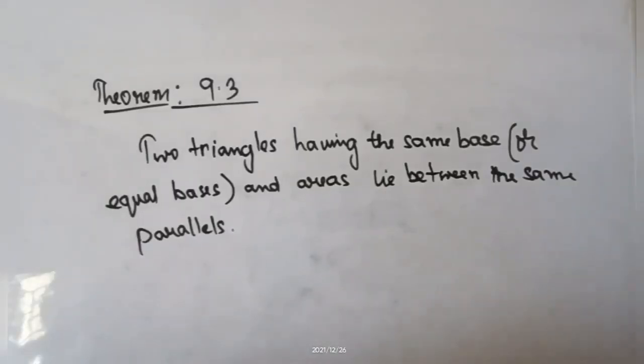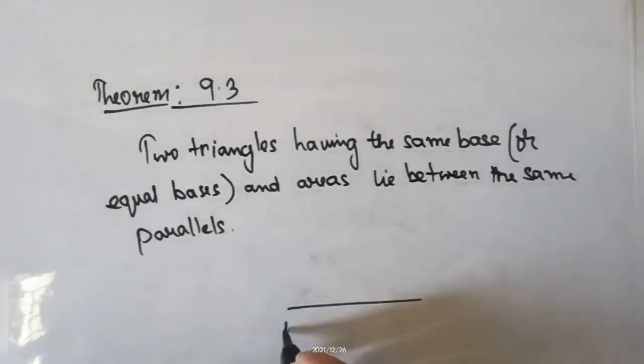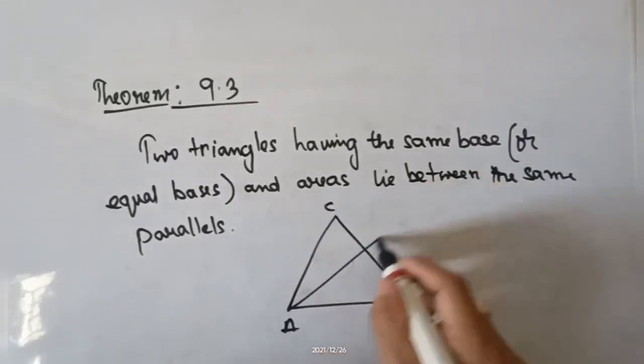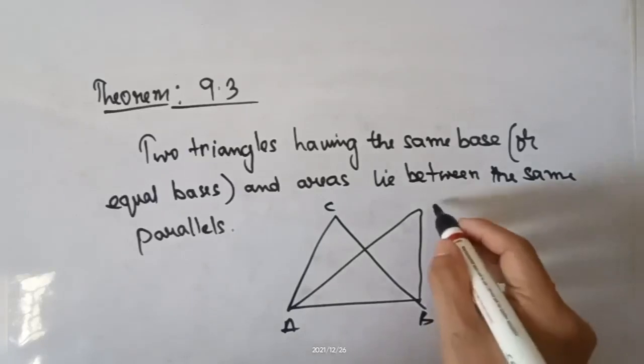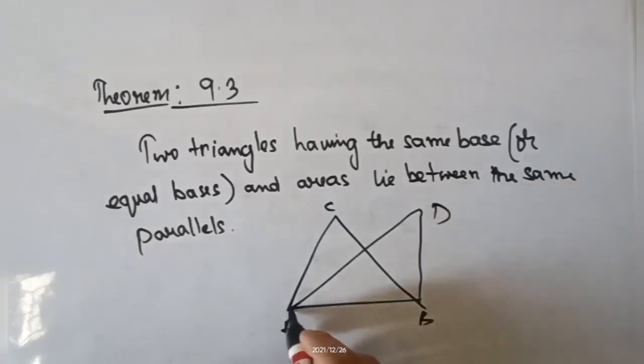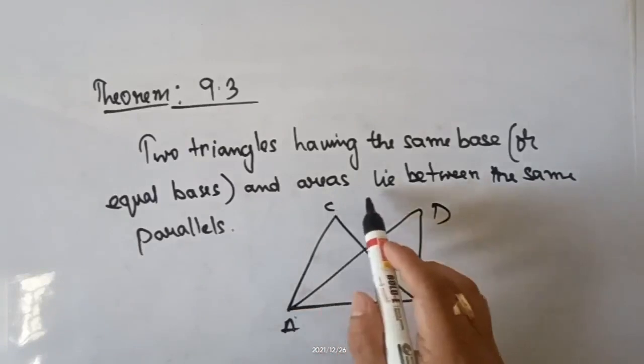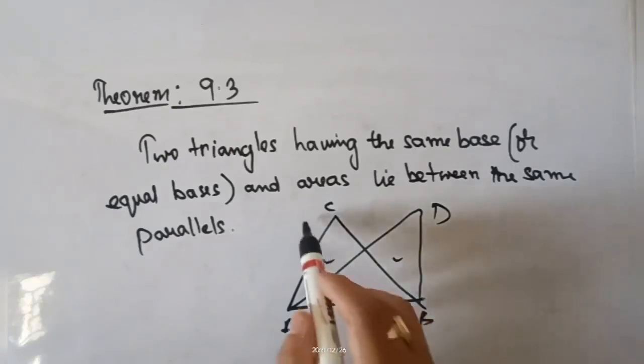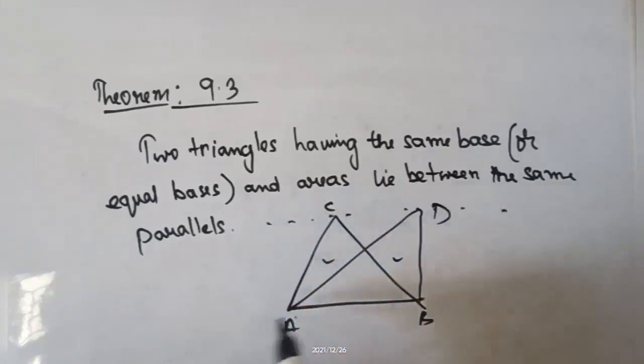Next is theorem 9.3. It says two triangles having the same base or equal bases and equal areas lie between the same parallels. This is the converse of theorem 9.2. Suppose two triangles ABC and ABD have the same base AB and their areas are equal, then they will lie between the same parallel lines.